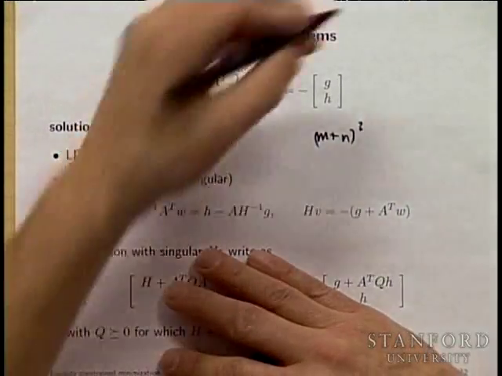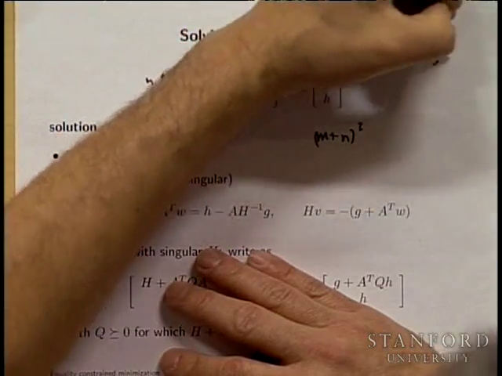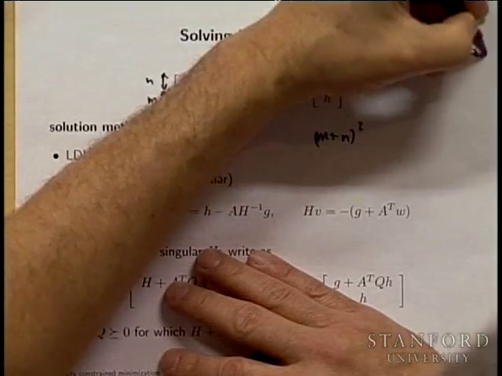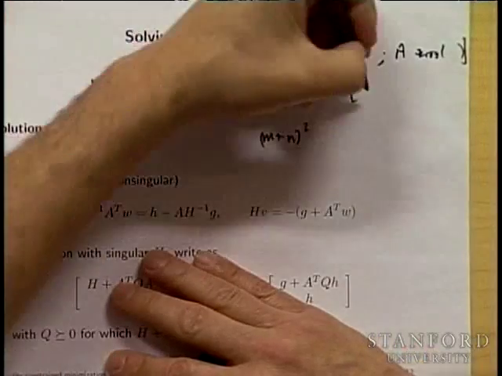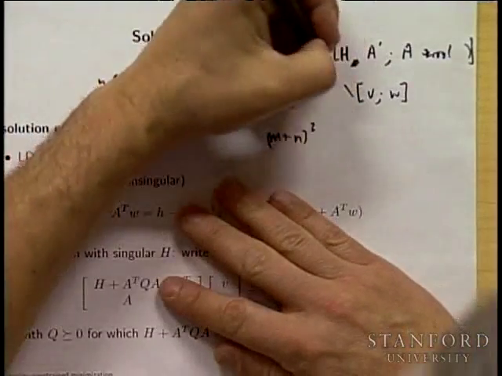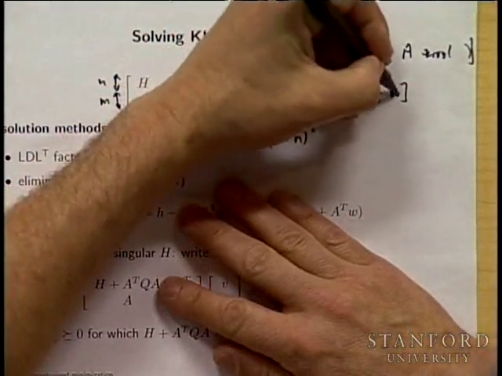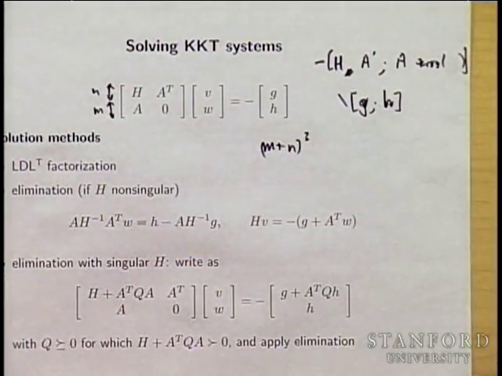is to say, in other words, this is the H. Let's see if I can get it right. H, A prime, A, and then zeros of the right size, backslash v w. So that's your well, that was all wrong. Minus, and this should be g h. Okay. So this is your just default basic method.